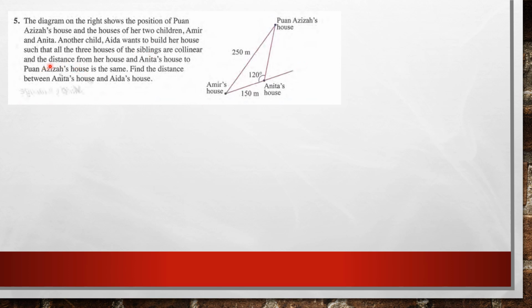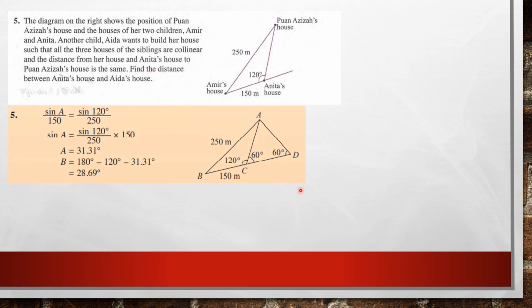Another piece of information: the distance from her house and Anita's house to Puan Aziza's house is the same. That means Puan Aziza's house to Anita's house and Aida's house, the distance must be the same. So find the distance between Anita's house and Aida's house. First we sketch where Aida's house is. A represents Puan Aziza's house, B is Amir's house, C is Anita's house, and D will be Aida's house.